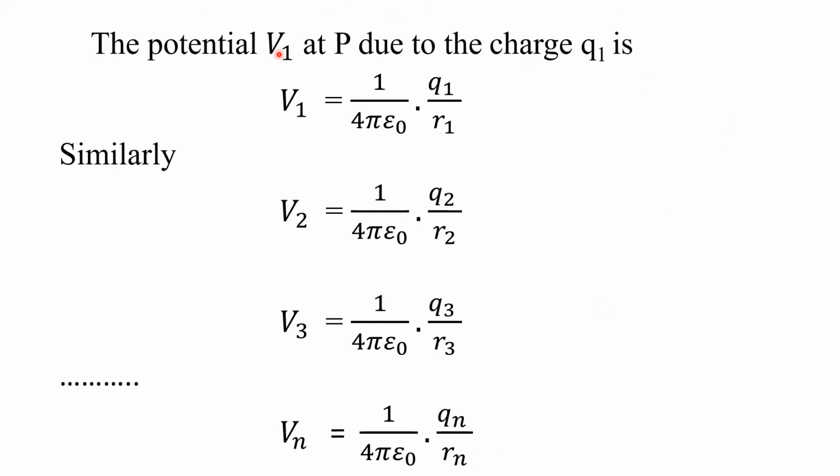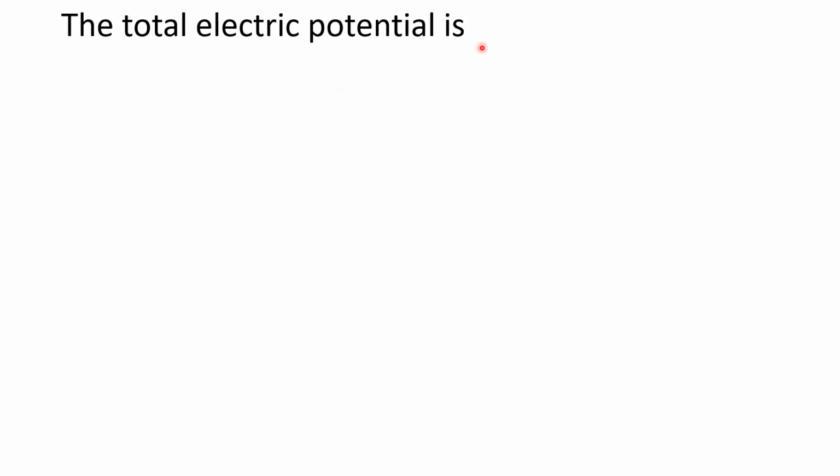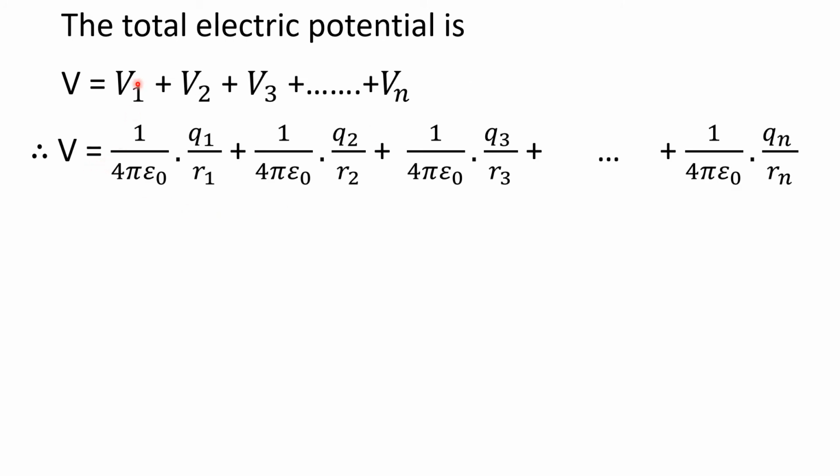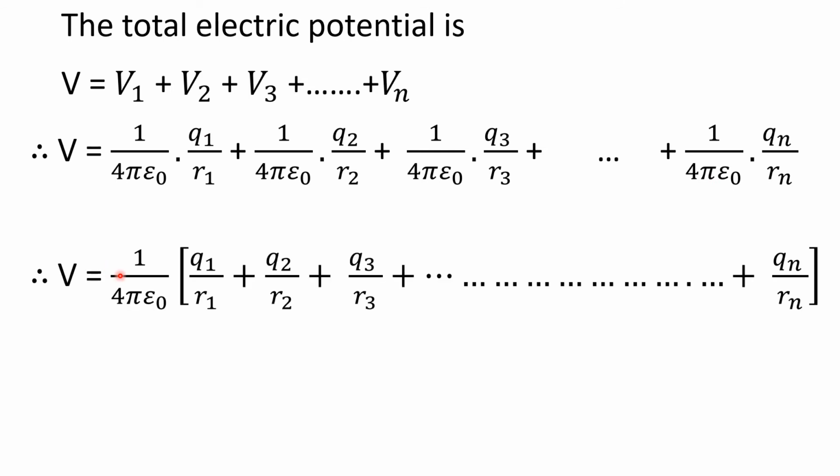So the total potential at point P is given by V is equal to the addition of all potentials from V1 to Vn. Putting the values of V1, V2, V3 and Vn and so on, we get the equation: 1 upon 4 pi epsilon 0 common in each case, and in bracket Q1 upon R1 plus Q2 upon R2 plus Q3 upon R3 and so on. Or V is equal to 1 upon 4 pi epsilon 0 summation i running from 1 to n Qi upon Ri.